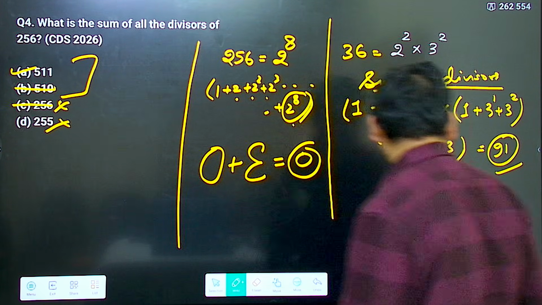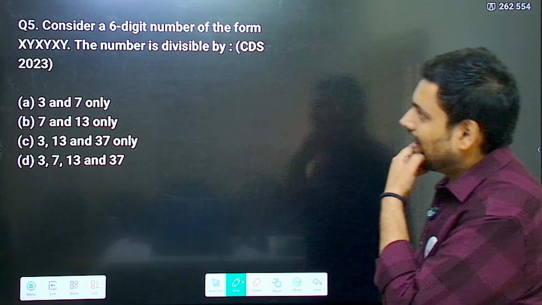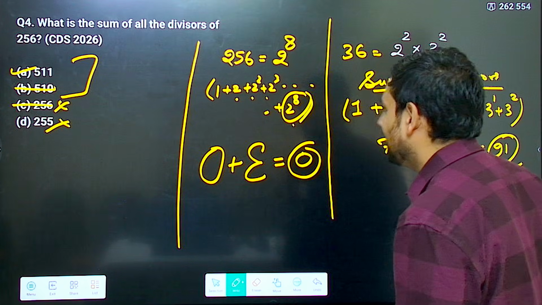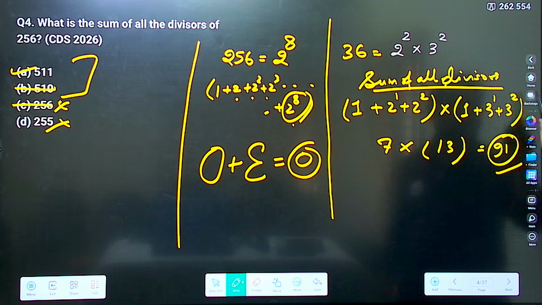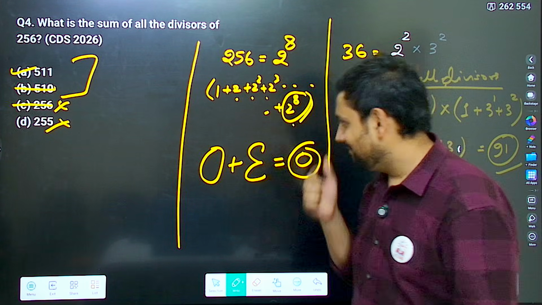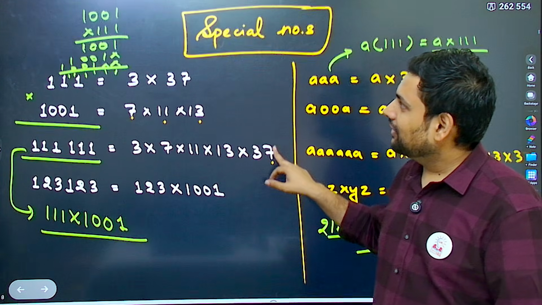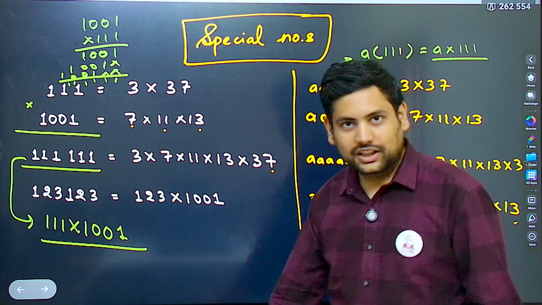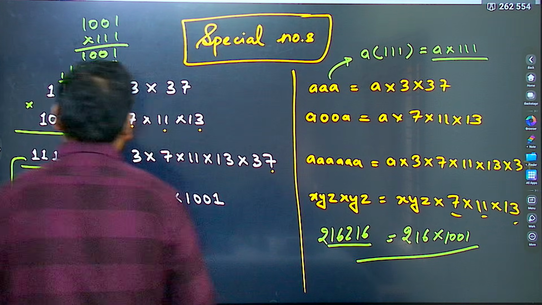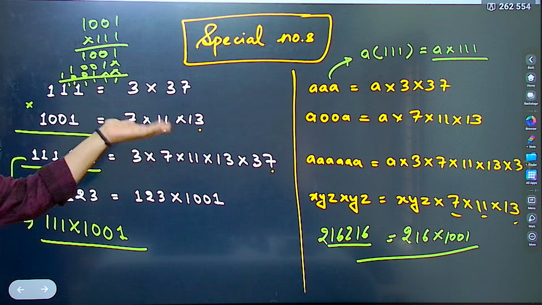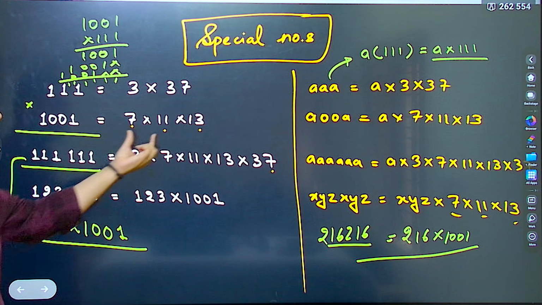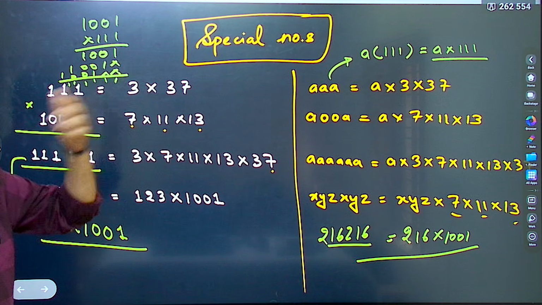Then, now, before this, we need to get back to the revision part. Let's go. Yeah. Now we came to special numbers. Correct? Remember them? Triple one was 3 into 37, 1001 was 7 into 11 into 13.